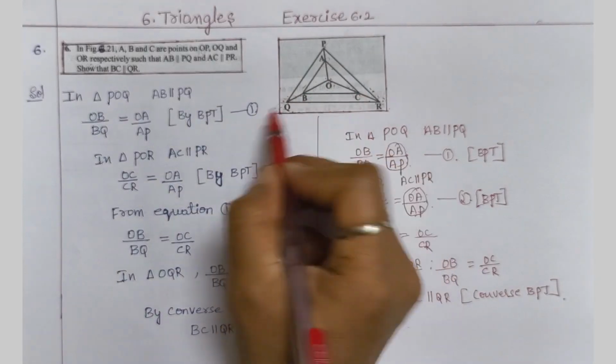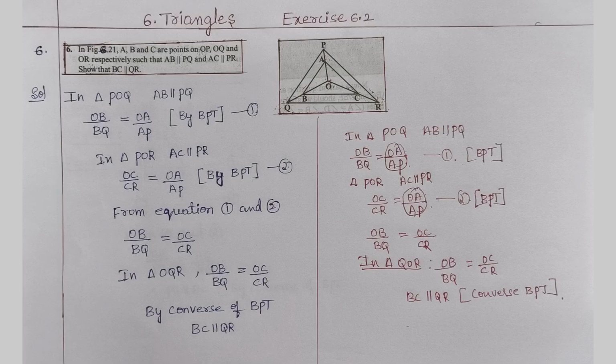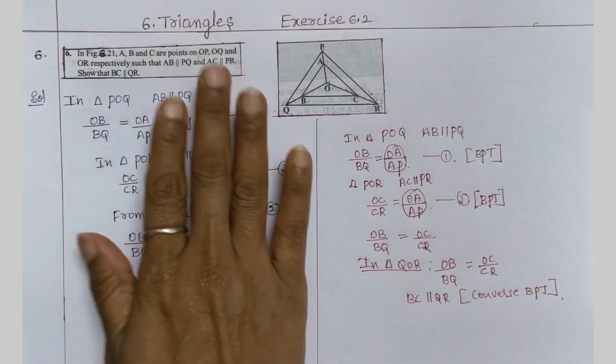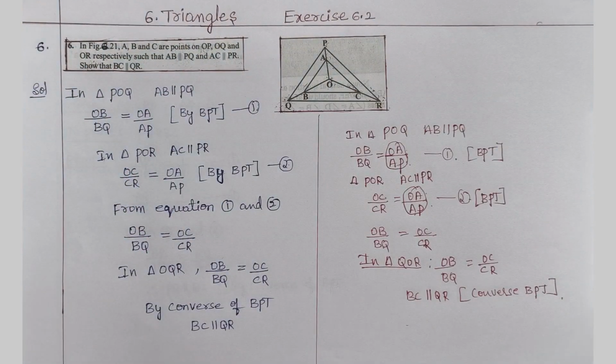Now we wanted BC parallel to QR. This is the answer. This is the fair notes. Use it. This is the explanation.